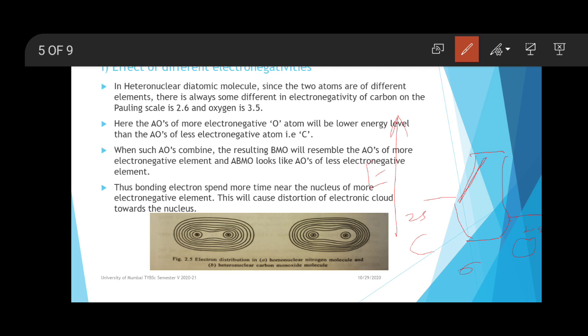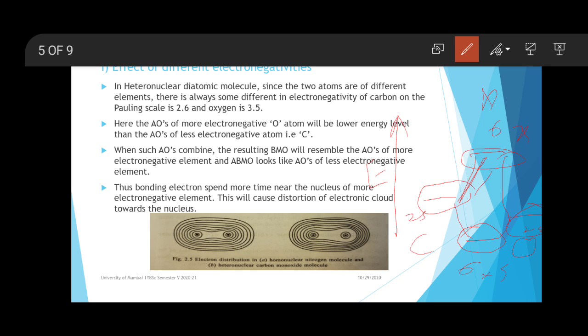So sigma 2s and sigma star 2s. Here you can see this bonding molecular orbital is very near to the atomic orbital of oxygen. Oxygen is more electronegative, so those atomic orbitals of highly electronegative oxygen atoms mostly form the bonding molecular orbital, while the atomic orbitals of less electronegative atoms mostly form the anti-bonding molecular orbital. You have to keep that in mind.